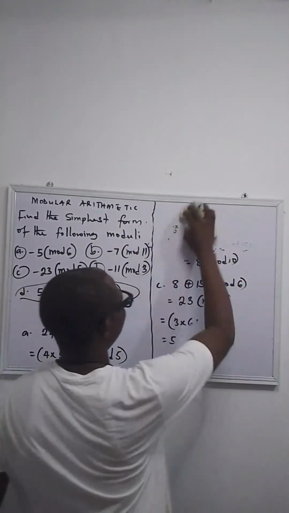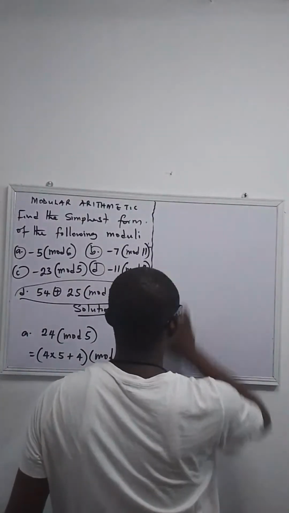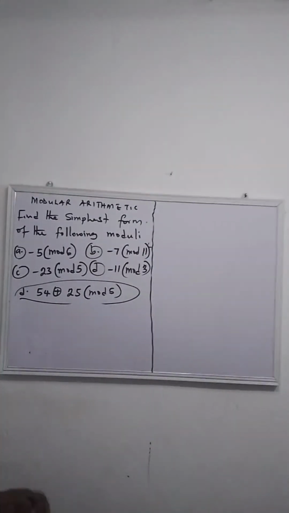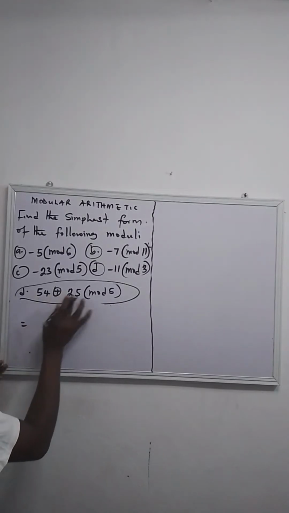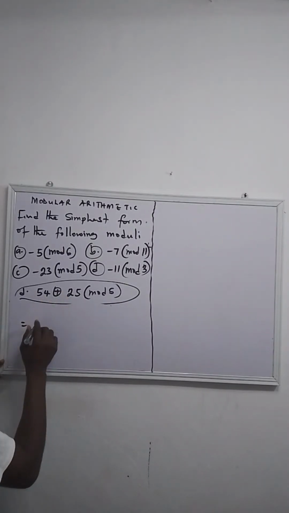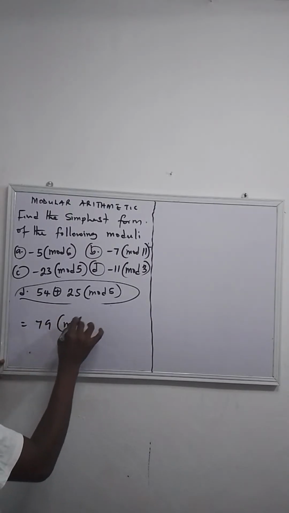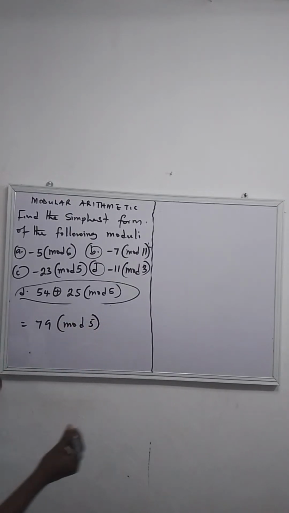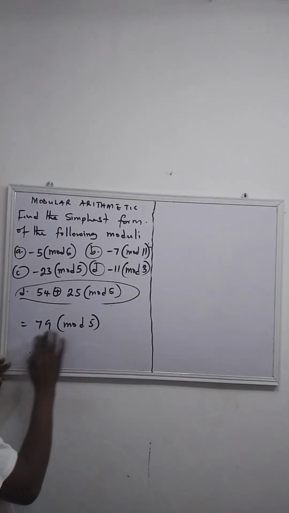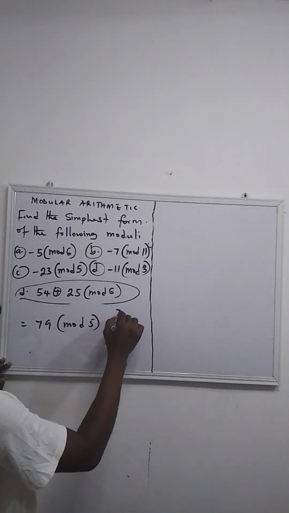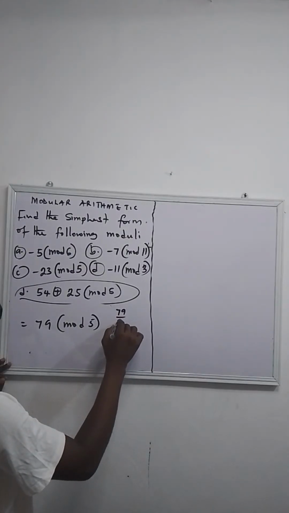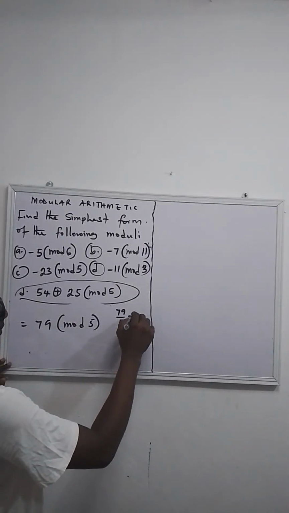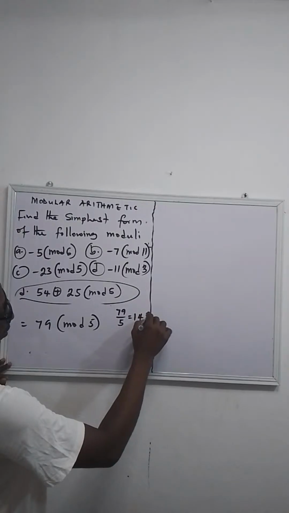Okay, so I expect every one of you to be able to solve that conveniently. It's an arithmetic, so it should be simple. Now we had this and this together. So this gives us what? 79 mod 5. Now the next thing is to divide 79 by 5. So what do you have when you divide? You have 14 remainder 4.